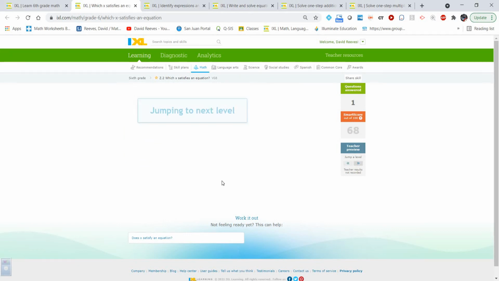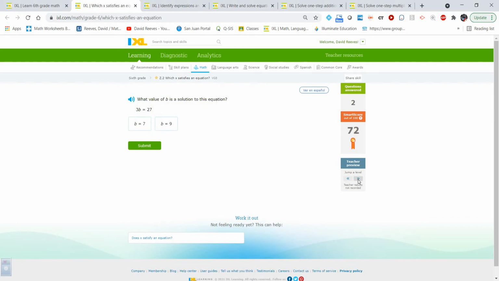All right, I'm going to skip up to the next level right here. We have 10 is 5t. Again, 5t means 5 times t. 5 times 3 is 15. 5 times 2 is 10. So that's the one we're going to look for.